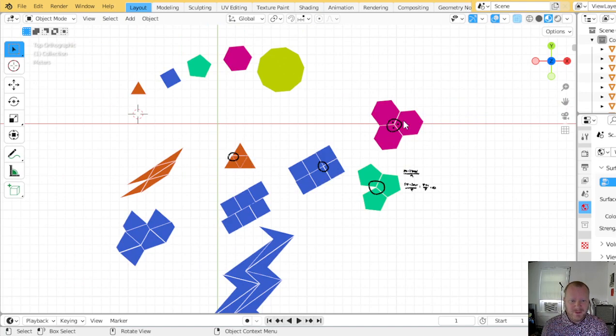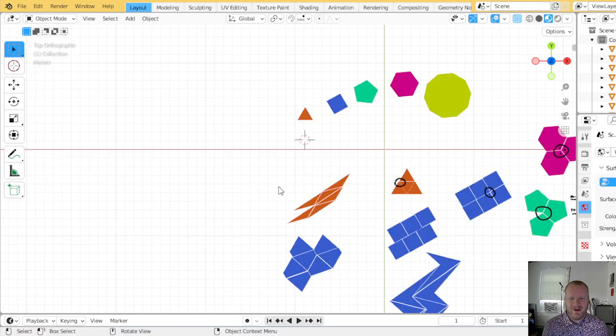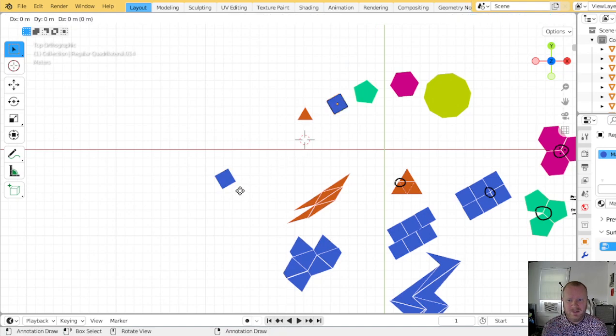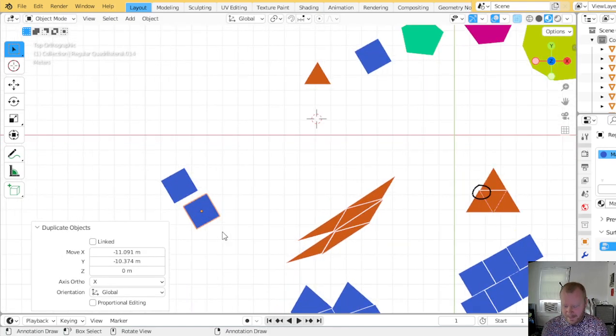So those would be considered regular tilings. There's also this idea of a semi-regular tiling. A semi-regular tiling is a tiling that uses regular polygons, like I've got here. So these are all regular polygons, but it uses more than one type.